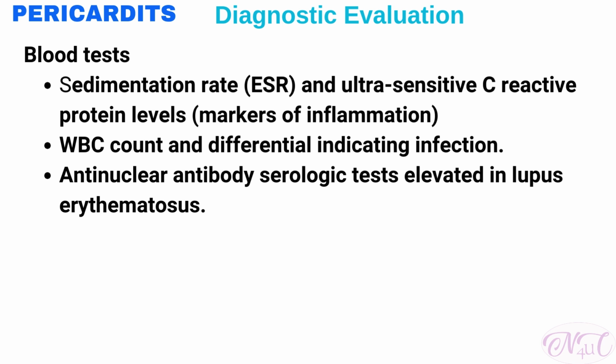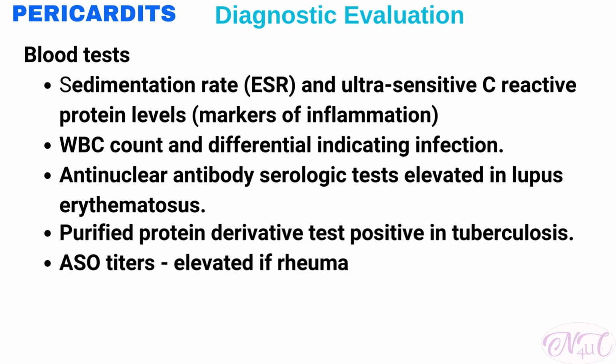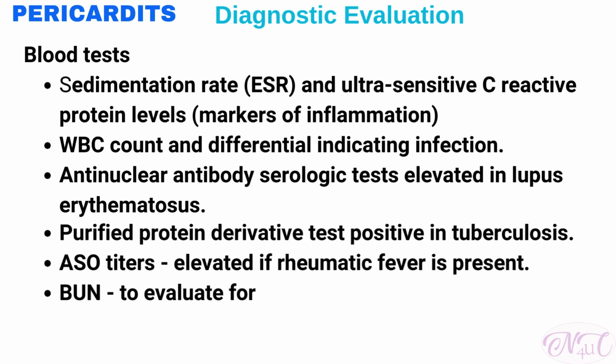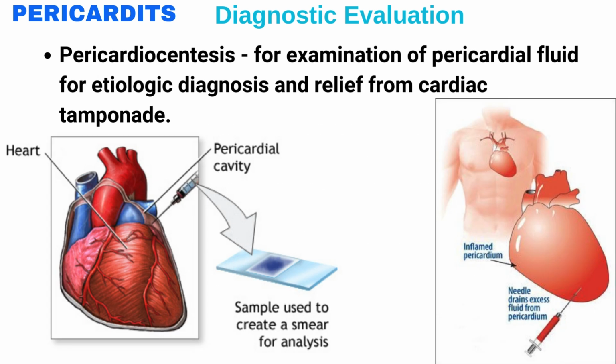Antinuclear antibody serologic test elevated in lupus erythematosus. Purified protein derivative test positive in tuberculosis. ASO titers are elevated if rheumatic fever is present. Blood urea nitrogen is to evaluate for uremia. Elevated cardiac biomarkers: troponin levels may be increased in patients with ST segment elevation and acute pericarditis, which could indicate concurrent heart damage. Pericardiocentesis is done for examination of pericardial fluid for etiologic diagnosis, and also it is used to get relief from cardiac tamponade.